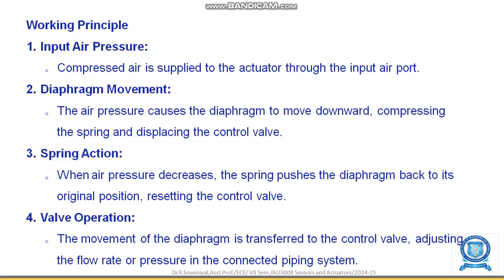Next, working principle. The input air pressure: the compressed air is supplied to the actuator through the input air port. Diaphragm movement: air pressure causes the diaphragm to move downward, compressing the spring and displacing the control valve. Spring action: when the air pressure decreases, the spring pushes the diaphragm back to its original position, resetting the control valve. Valve operation: the movement of the diaphragm is transferred to the control valve, adjusting the flow rate or pressure in the connected piping system.